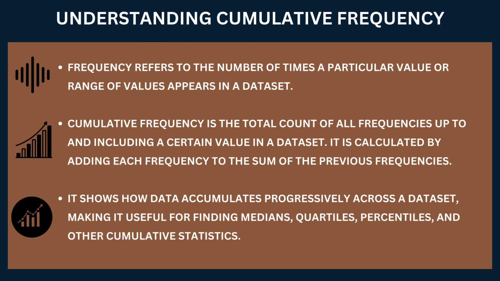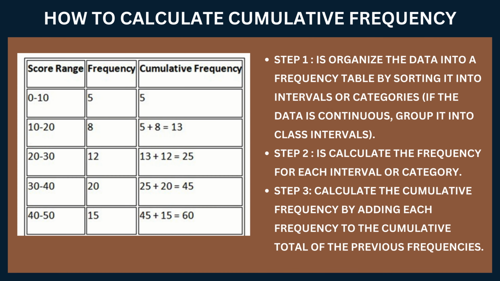Understanding cumulative frequency. Frequency refers to the number of times a particular value or range of values appears in a dataset. Cumulative frequency is the total count of all frequencies up to and including a certain value in a dataset. It is calculated by adding each frequency to the sum of the previous frequencies. It shows how data accumulates progressively across a dataset, making it useful for finding medians, quartiles, percentiles, and other cumulative statistics.